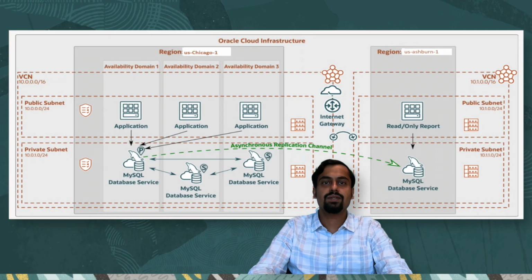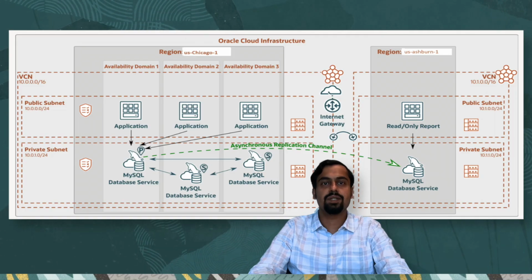In this video, I am going to talk about MySQL disaster recovery copy setup in OCI. MySQL disaster recovery copy is a feature in OCI where one can set up cross-region replication for their production MySQL databases in OCI. There are two ways to set up MySQL disaster recovery copy setup in OCI.